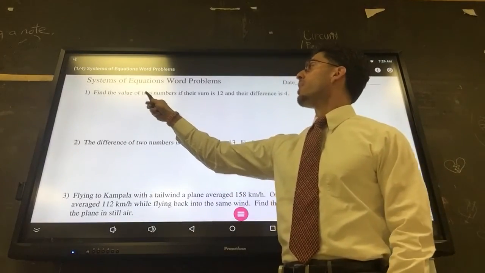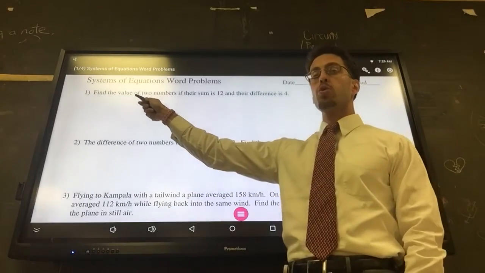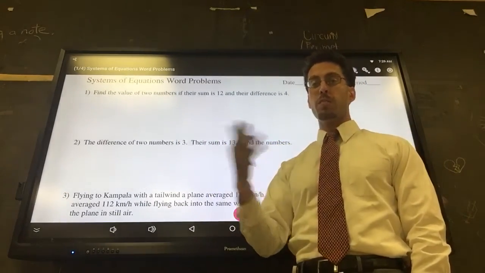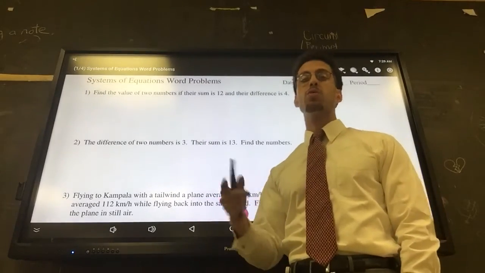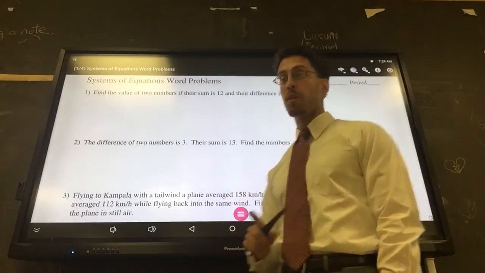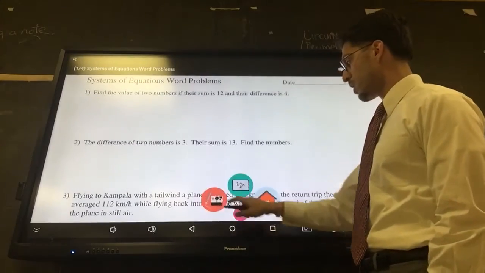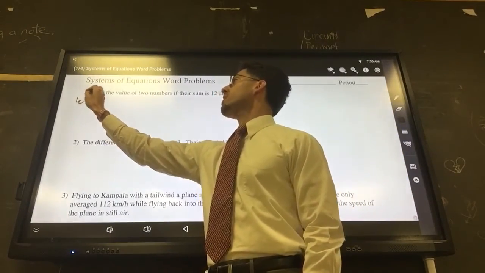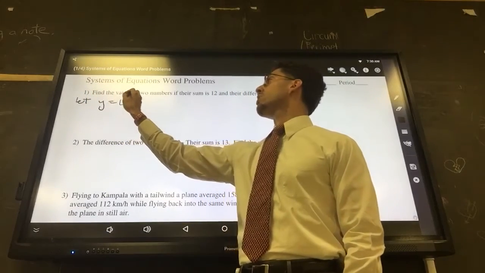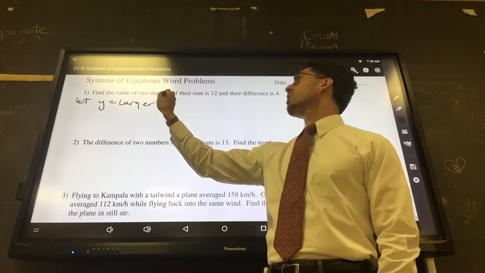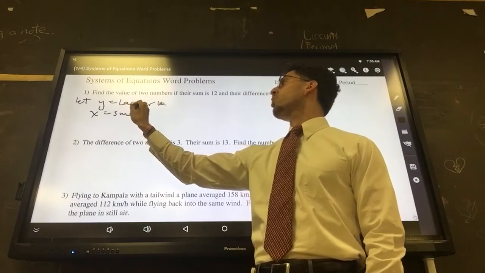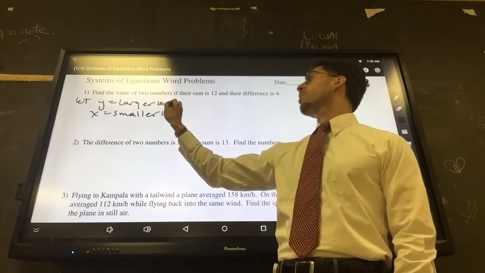So here it says find the value of, and they already give you a clue, two numbers. Two numbers means two unknowns, a bigger number and a smaller number. I'm usually going to let my y be the bigger number, all right? So let's see if this works. I'm going to tell you that let y equal the larger number and let x equal the smaller number.